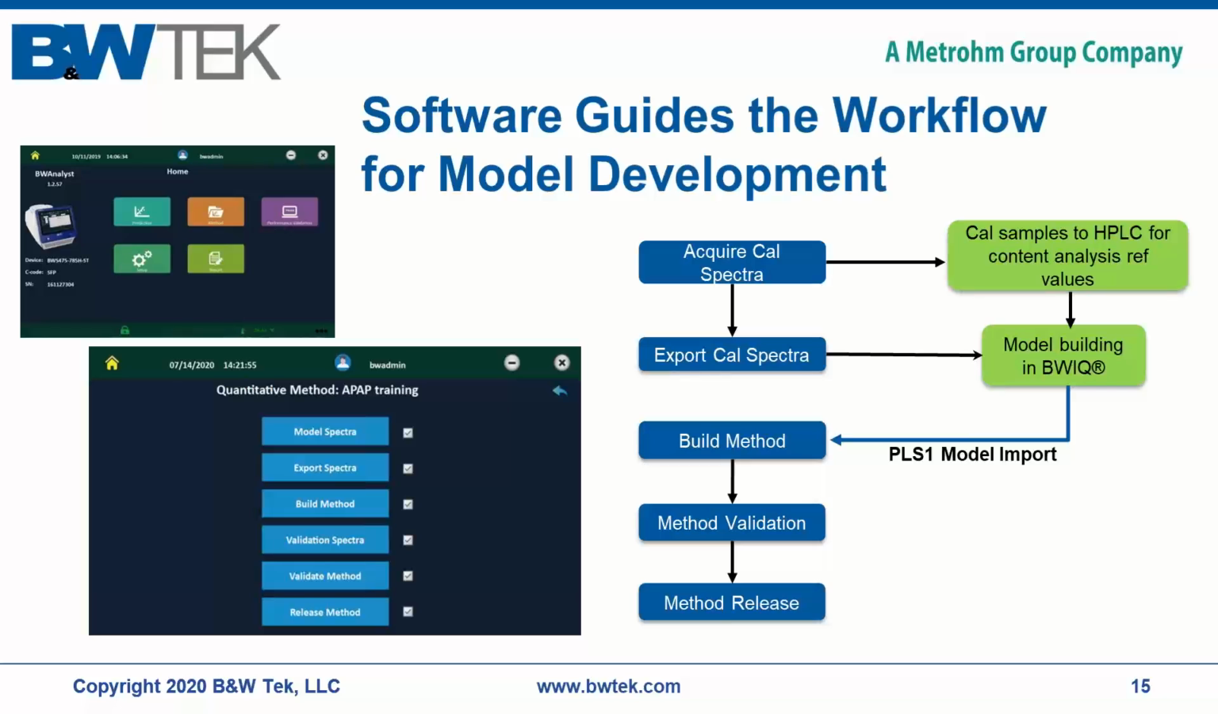So we acquire the spectra, export those data to develop a model in our chemometric software. The partial least squares regression model is then imported back into the software, a method built around it where we enter the information such as the tablet weight. We validate that model, and then we can release the method. The method validation requires that we also have acquired validation spectra, which is one of the steps in our flow here. Those can be collected at a different time or at the same time that our model spectra are collected.